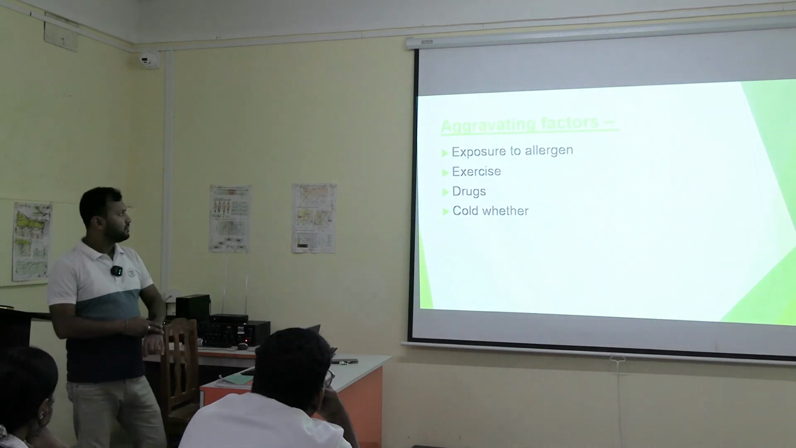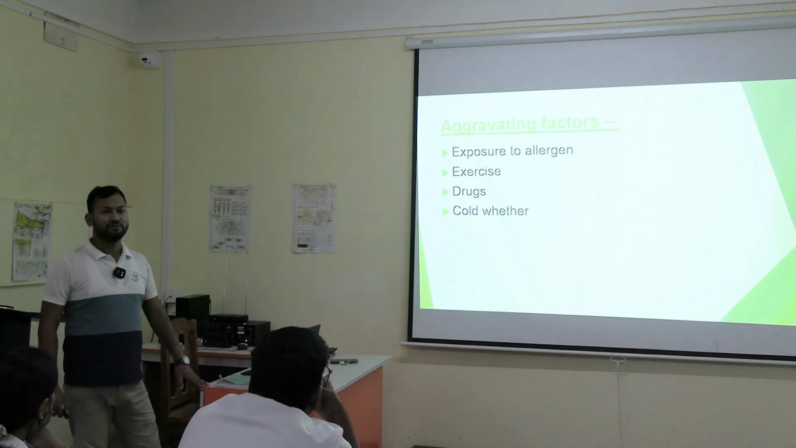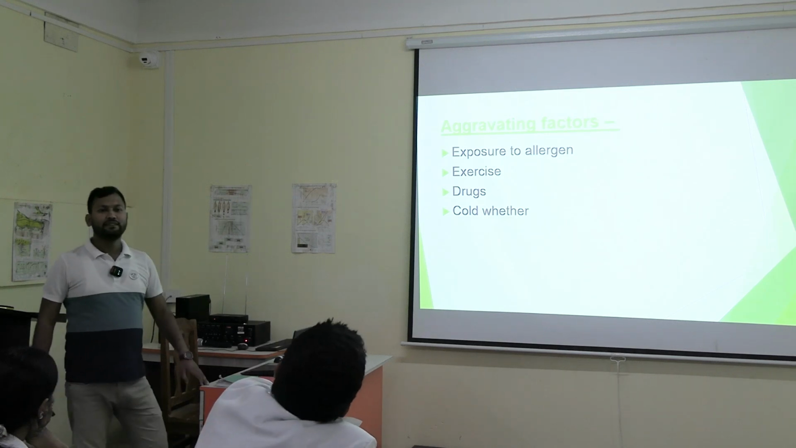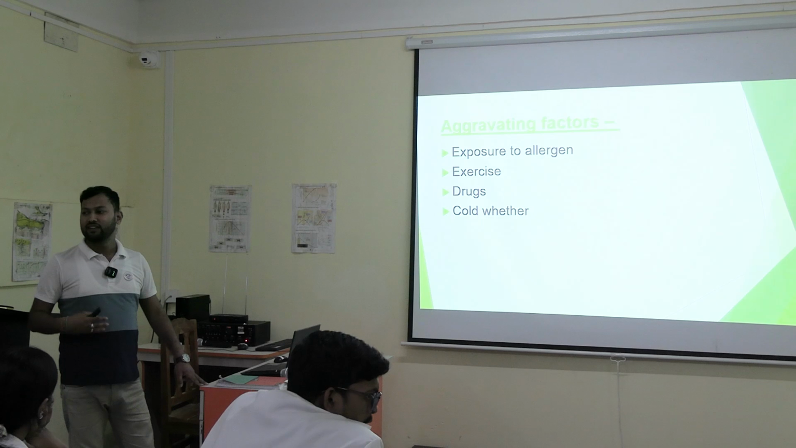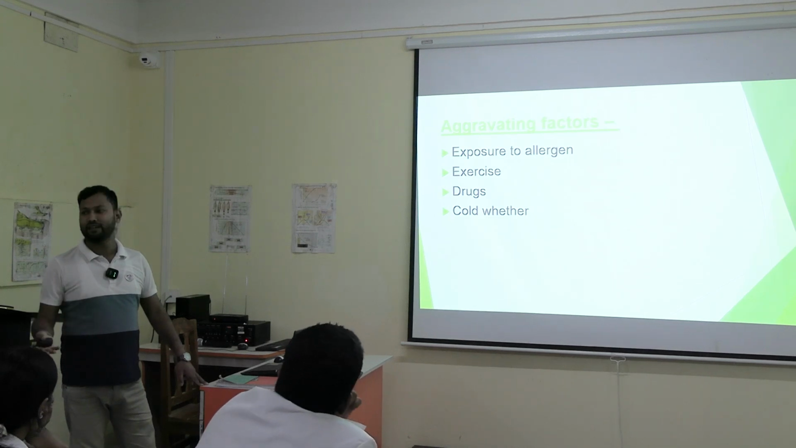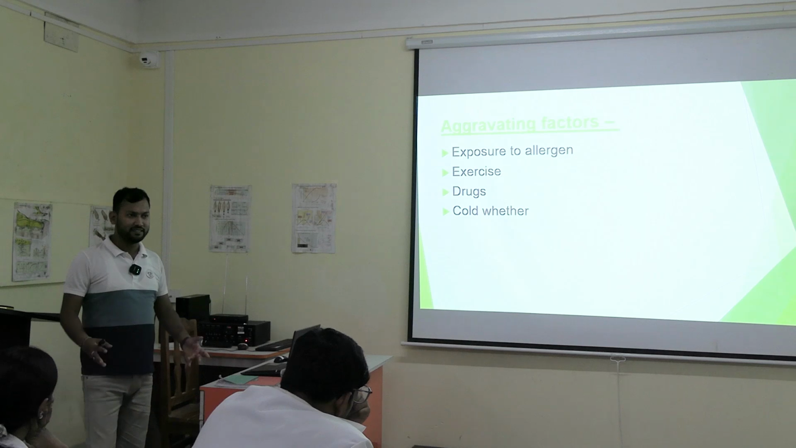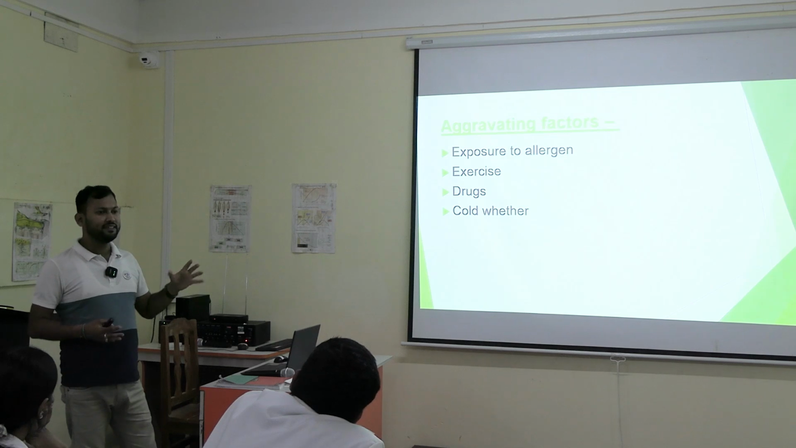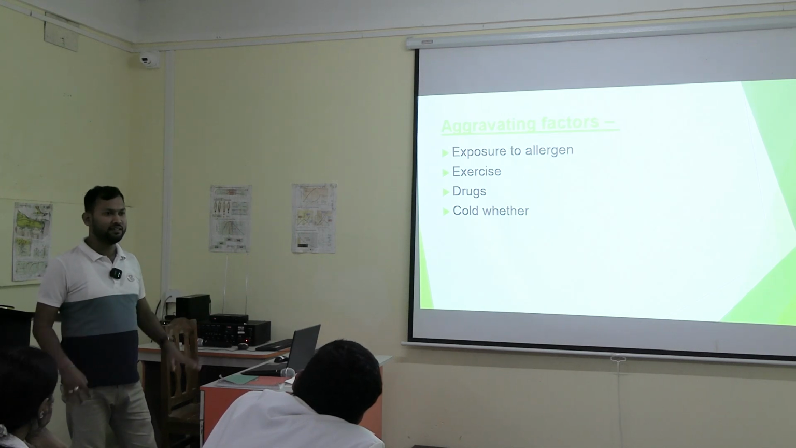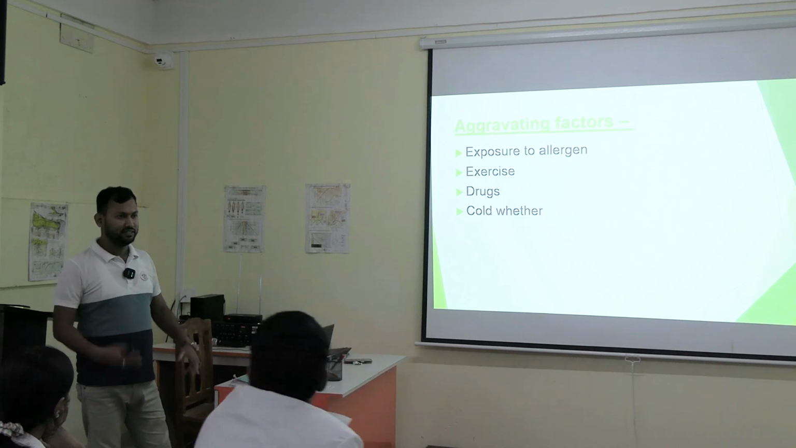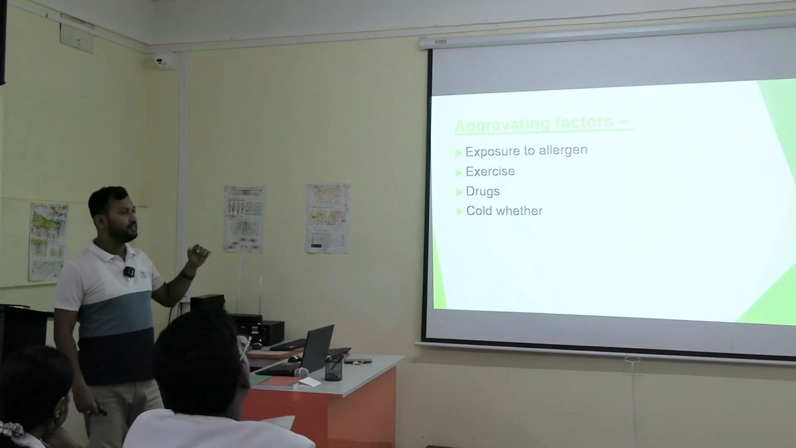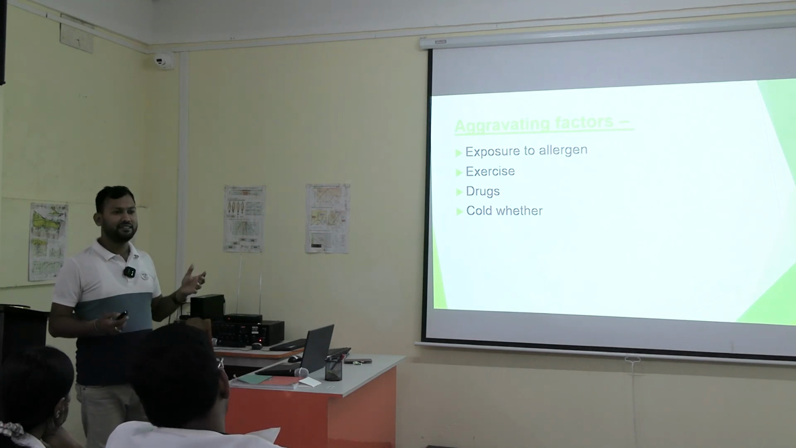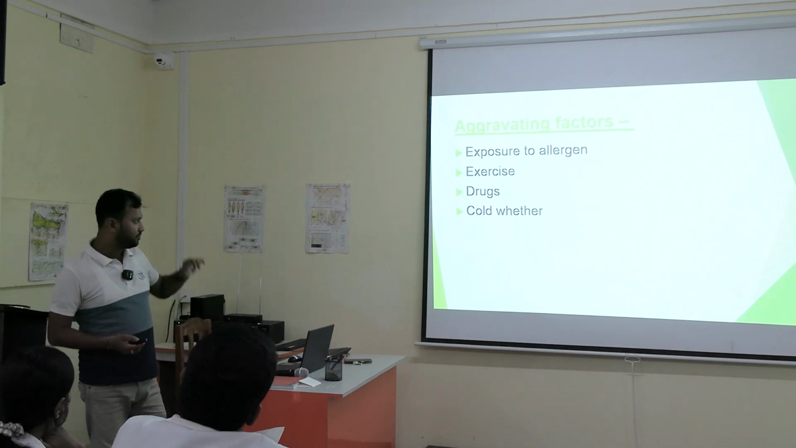Then aggravating factors. We will ask about the aggravating factors because different types of diseases will have different aggravating factors. Like exposure to allergen. If a person is having breathing difficulty on exposure to allergen, obviously we will not think about any heart disease. We will think about bronchial asthma or any allergic issue. We will not think about kidney disease or heart disease. First, we will think of any allergic condition. Then exercise, whether the disease is increased by exercise. If the breathing difficulty is increased by exercise, this may be due to any heart disease.